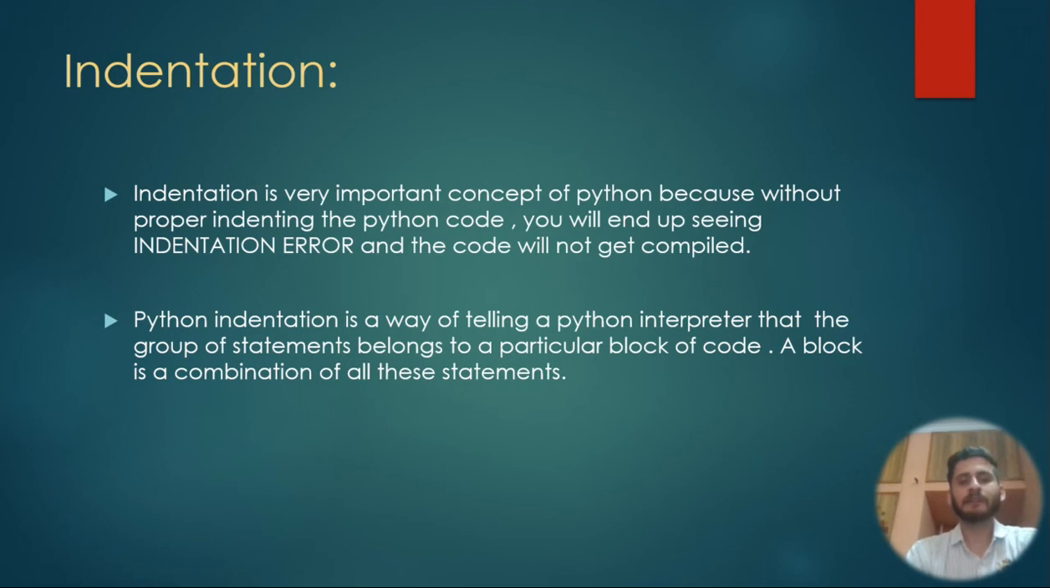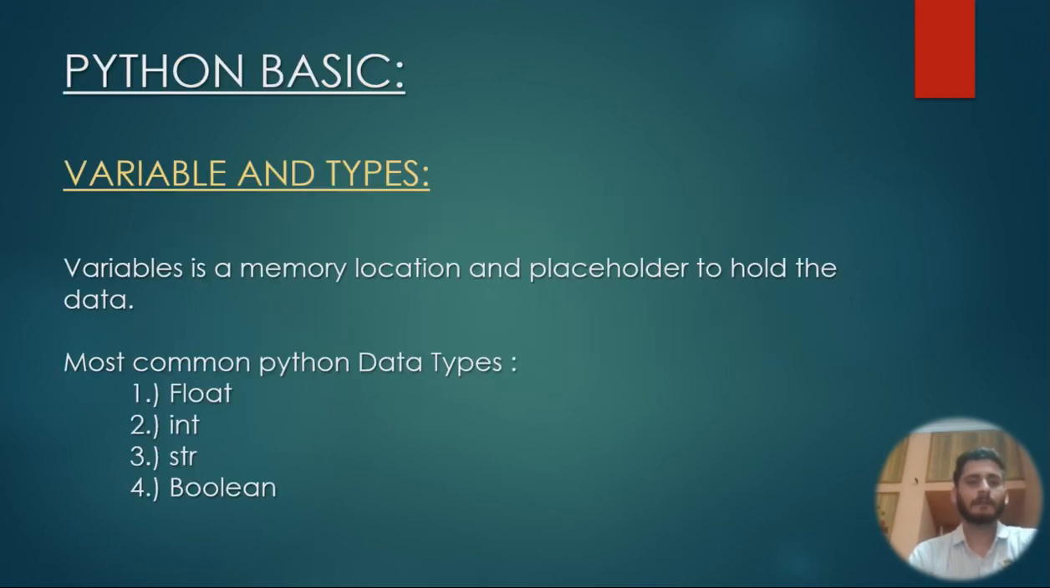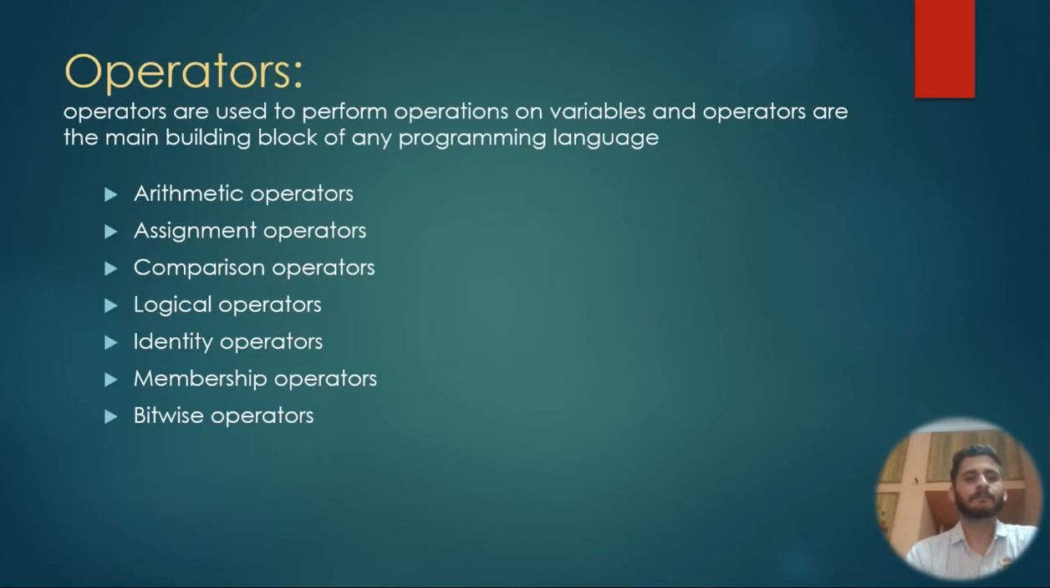Python indentation is a way of telling the Python interpreter that a group of statements belongs to a particular block of code. A block is a combination of all these statements. Then, moving to the next slide, the basics of Python, which include variables and types. What are variables? A variable is a memory location and placeholder to hold or store data. The most common Python data types are float, integer, string, and boolean.